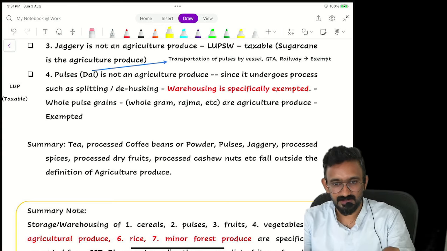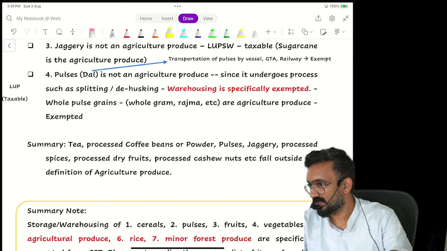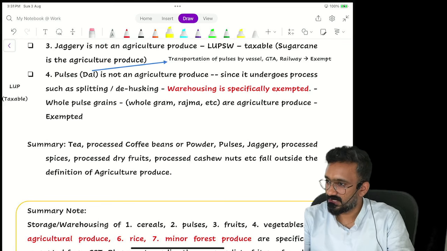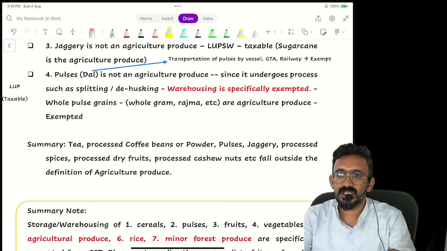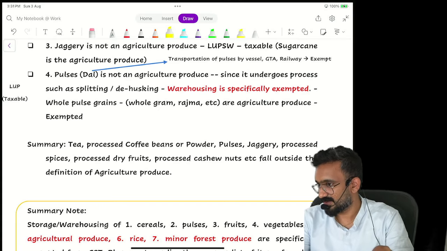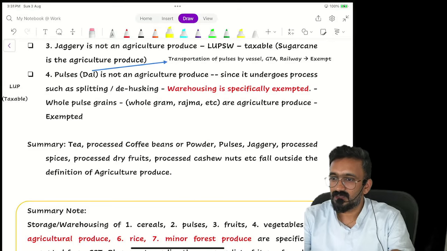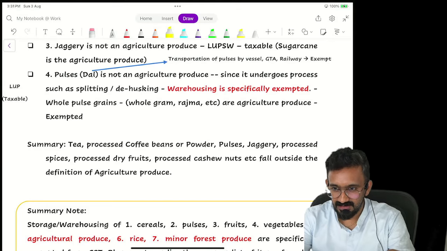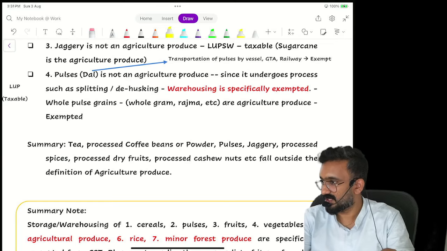It's basically a byproduct of sugarcane. You get jaggery or you get sugar. Now they're saying that this jaggery is not the agriculture produce. The agriculture produce is sugarcane. That only will get the exemption. Jaggery won't get the exemption for LUPSW.